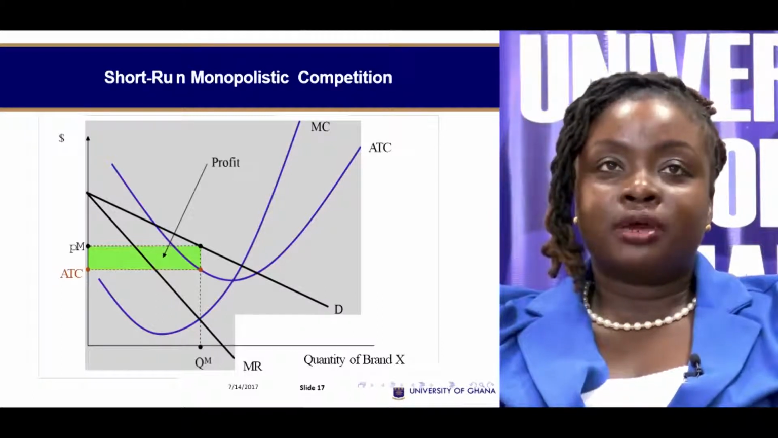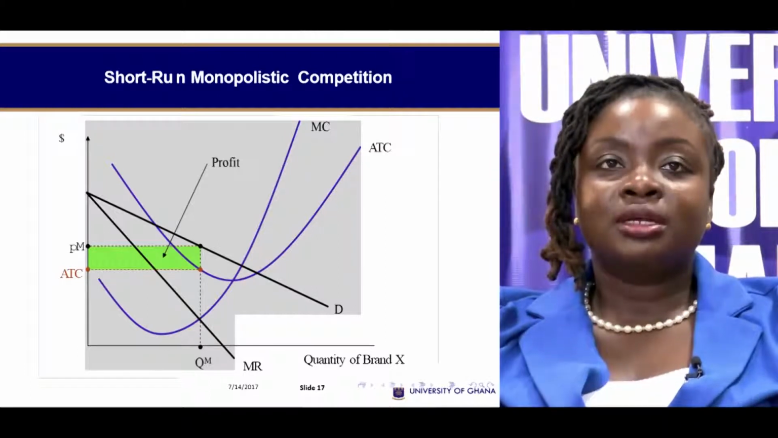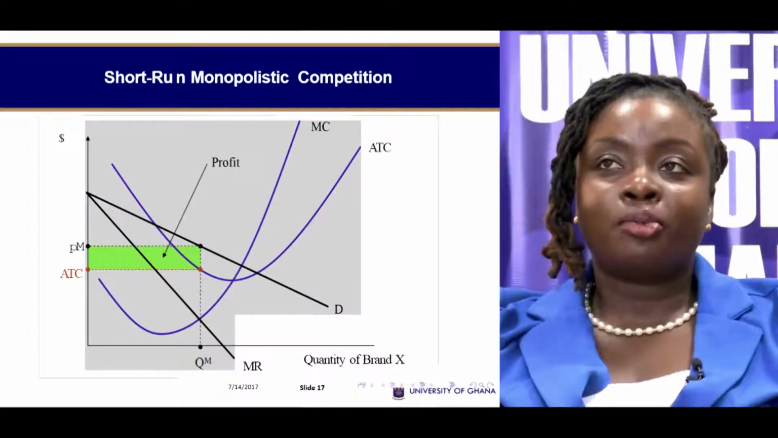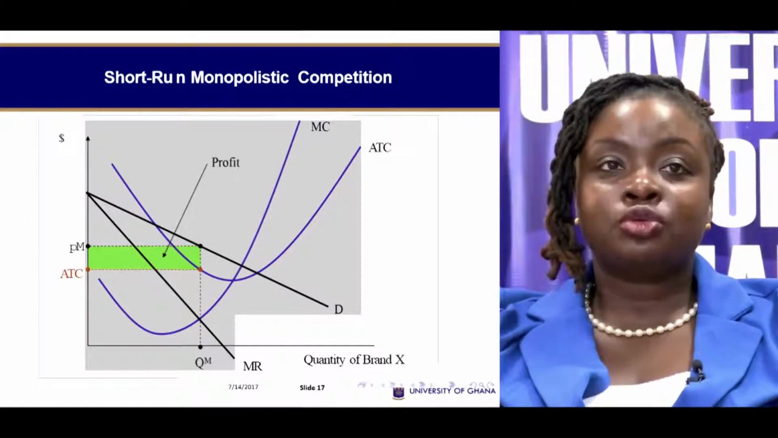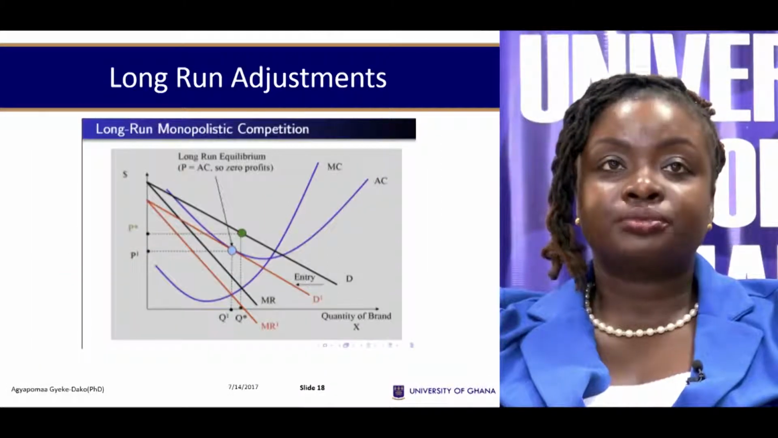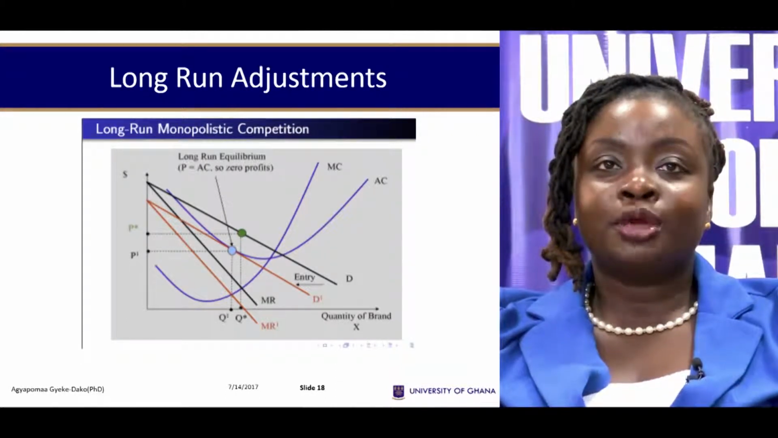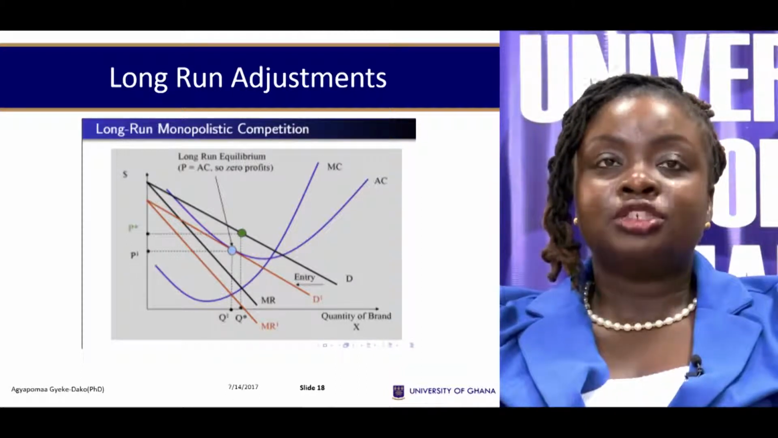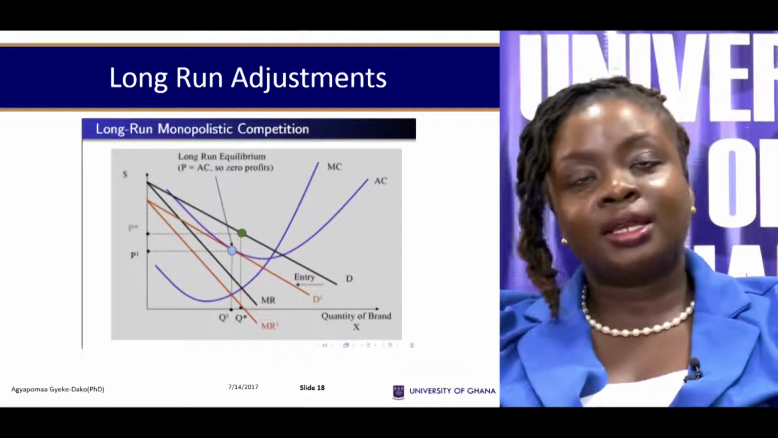Again, we look at the short run situations and the long run situations. In the short run, the monopolistic competitive firm can make abnormal profits, normal profits, losses, or break even. This is a typical example that I've given to you where the monopolistic competitive firm is making abnormal profits. However, in the long run, the monopolistic competitive firm will just be breaking even. And you can guess the reason. The reason is just because of free entry and exit.